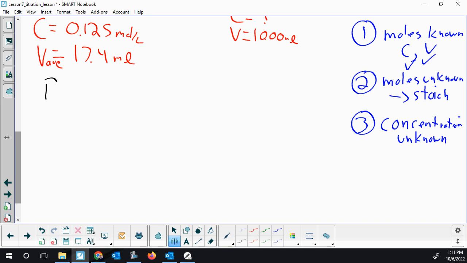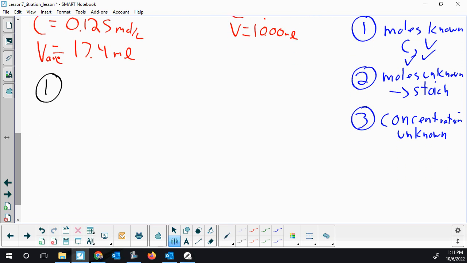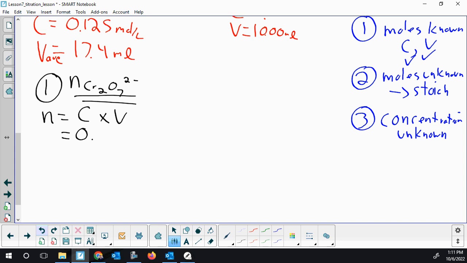So 1, what is the moles of the known? What do we know, the C and the V? That's our dichromate. So I'm going to get moles of dichromate. Okay. I love when you put in little headings, not just moles, but you tell me what chemical. Moles is C times V, concentration of dichromate times volume of dichromate, 0.125 moles per liter, and we've got this information right above so we don't make any errors by pulling the wrong volume.